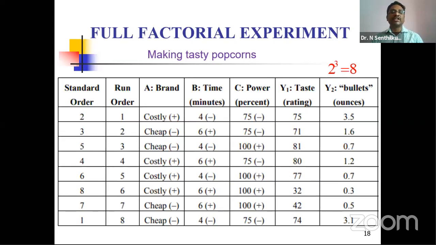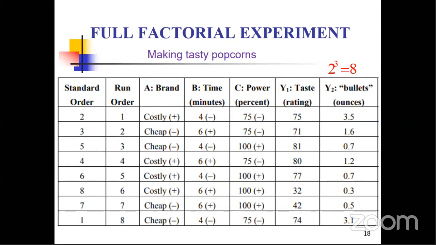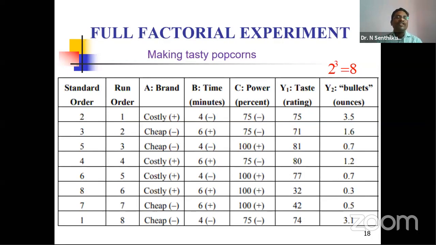So brand, I'm going to choose at 2 levels: costly, cheap; time 4 minutes, 6 minutes; and power 75 and 100 watts. And Y1 and Y2 are my outputs. So what is this experiment? I'm going to make some tasty popcorn. For popcorn, we need corn. That is my input. The corn that we select is costly or cheap. How much time do I have to fry, 4 minutes or 6 minutes? What is the power required for frying the corn, 75 watt or 100 watt? So this is the combination, the inputs and 2 level values.